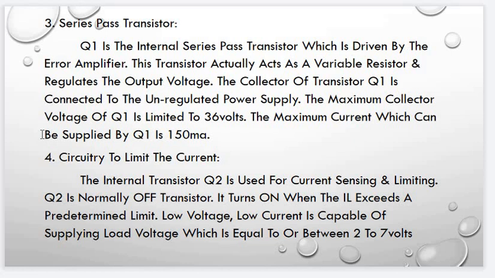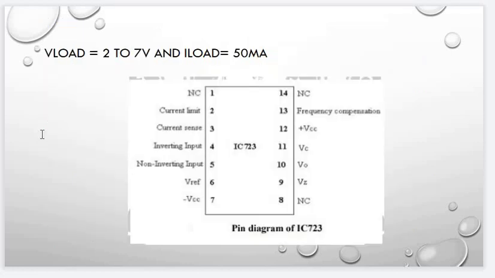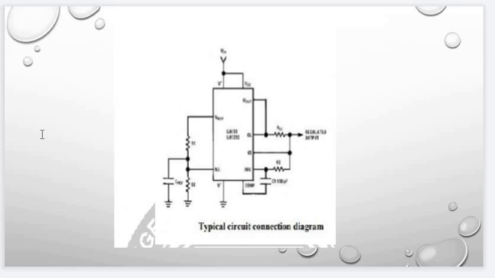The low voltage, low current regulator is capable of supplying a load voltage between 2 to 7 volt. The load voltage is between 2 to 7 volt and the load current is 50 milliamps. The IC723 is a 14-pin integrated circuit. So this is the typical circuit connection of this general purpose voltage regulator.